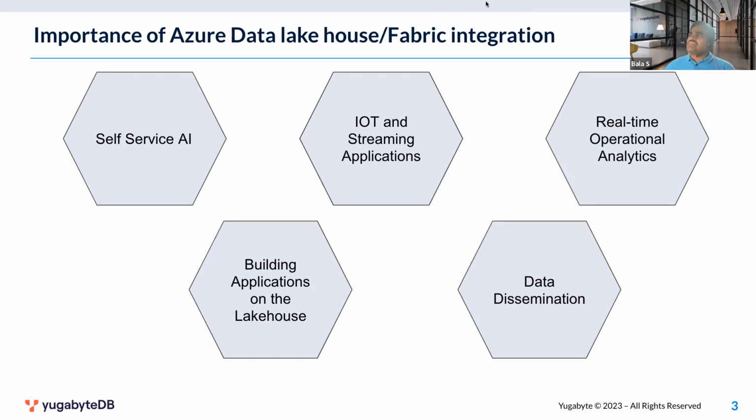We are just going to cover today the top three that you are seeing, the three hexagons. The top three are what we're covering: self-service AI, IoT, and real-time analytics. And you have demos for all of these, right? Yes, Karthik. We have the demo for all these three.